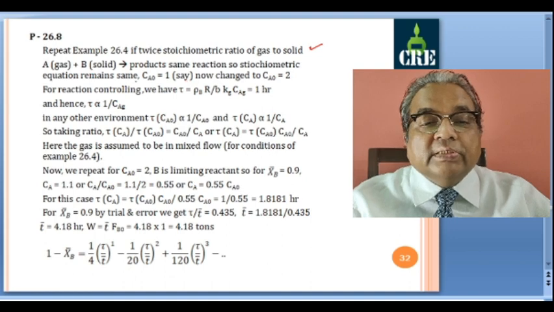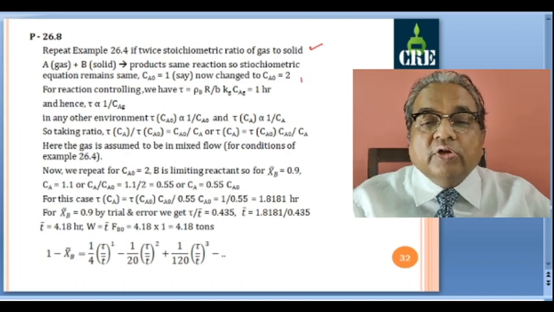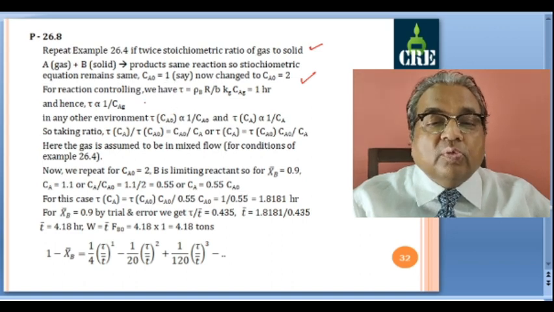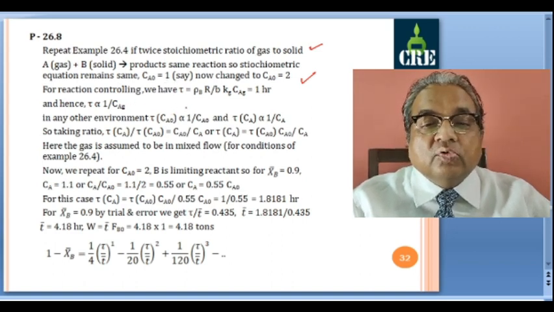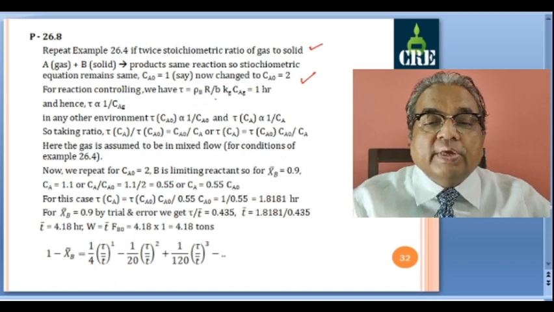So the equation remains the same, but Ca0, if it is say 1, will now change from 1 to 2. It is doubled. We are considering it to be say 1 mole per liter. For the reaction controlling, you know tau is equal to rho b r by b kg Cag, and that is 1 hour.